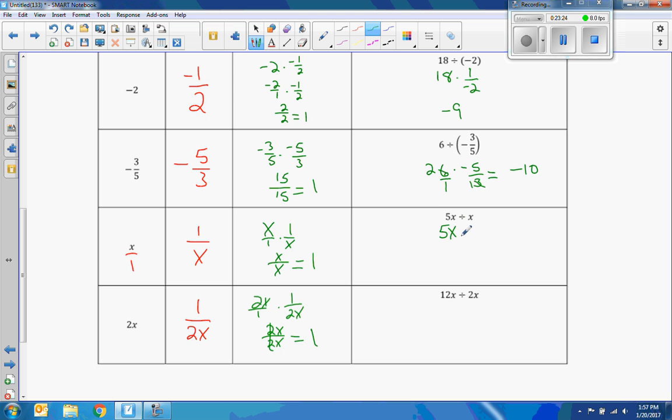5x divided by x is the same as 5x over 1 times 1 over x. Okay? The x's cancel, and we get 5 times 1. 12x over 1 times 1 over 2x. Flip it and switch it. The 2 will make the 12 6. The x cancels the x. 6 times 1 is 6. 1 times 1 is 1. So the answer is 6. Okay.